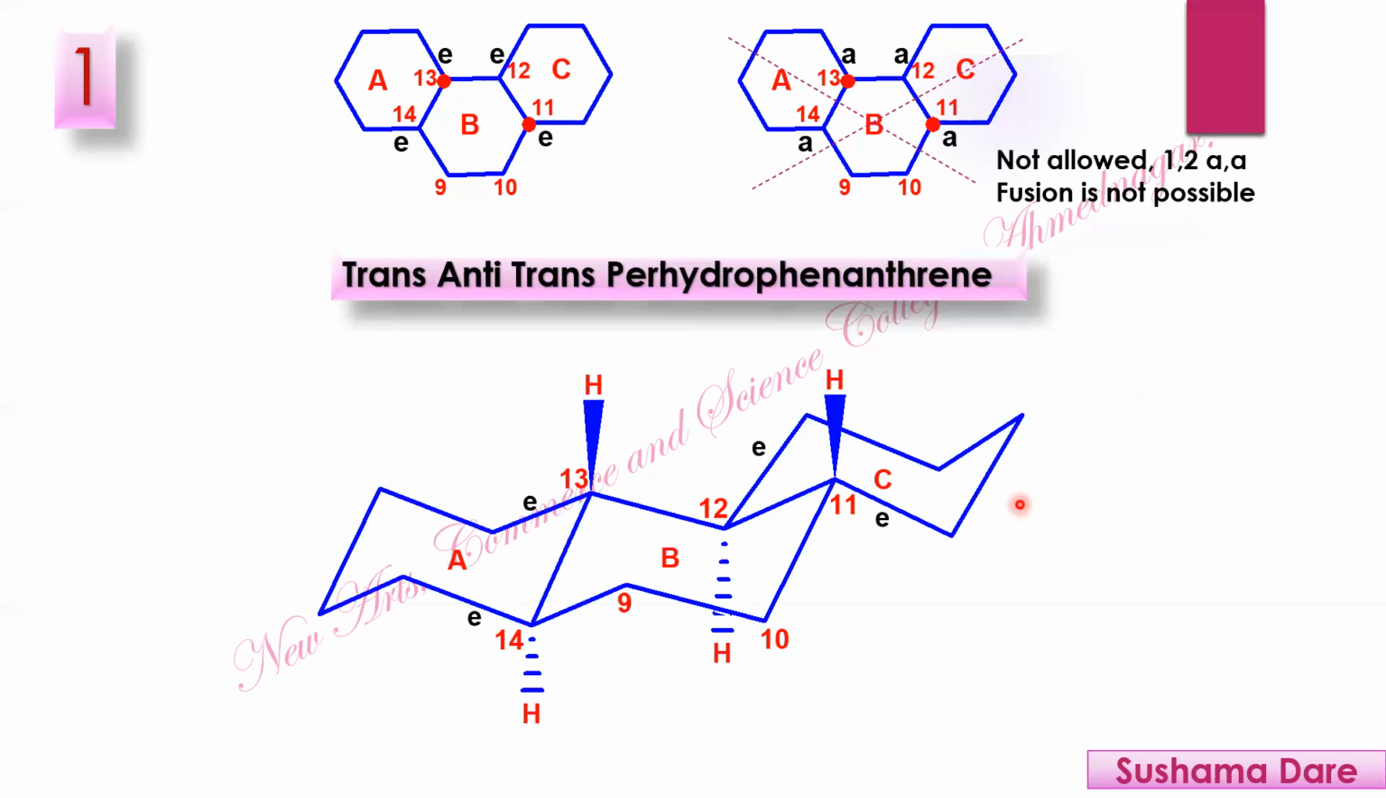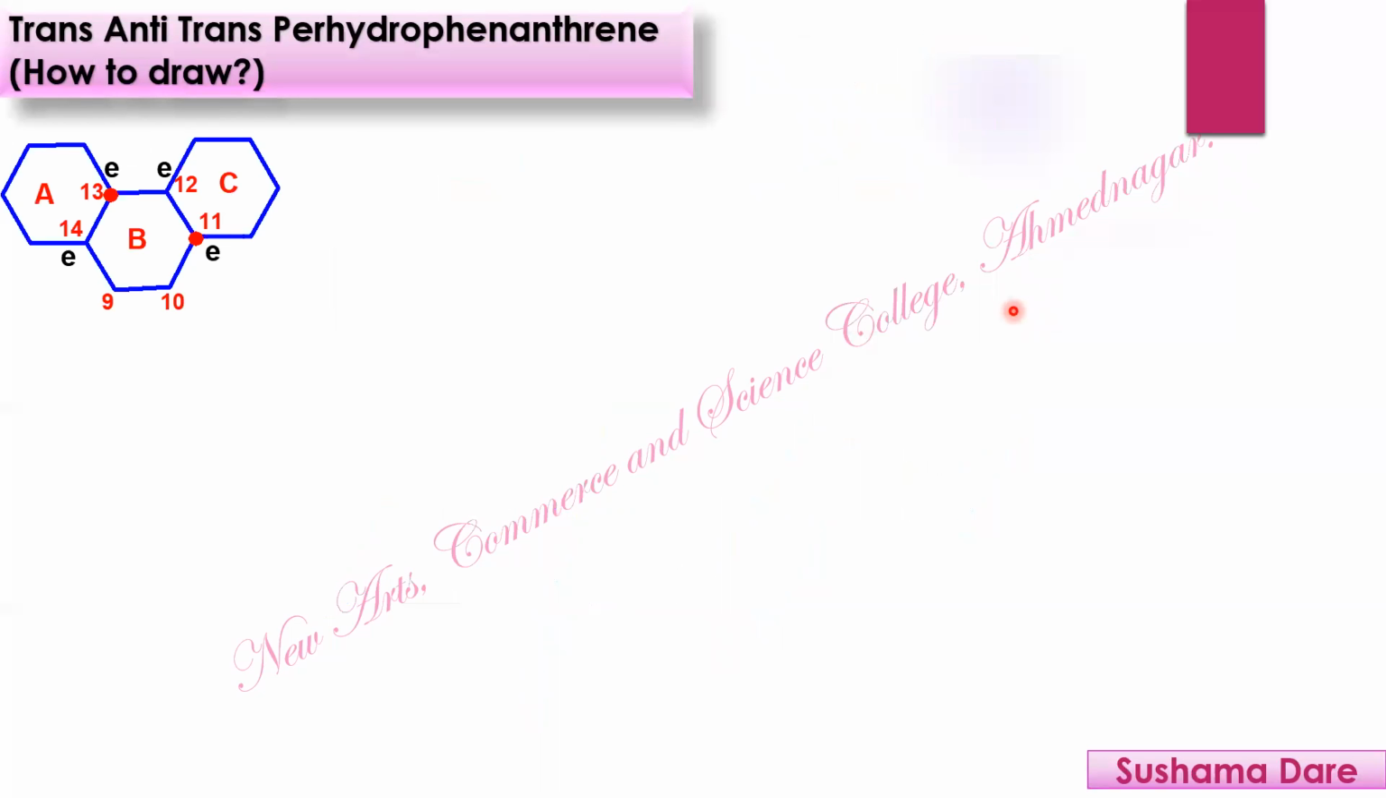Now this is the stereo structure of this ring. In the central ring B, number 14 is an equatorial bond, number 13 is an equatorial bond. At number 13 the hydrogen is up, and at number 14 the hydrogen is down. At number 12, the hydrogen is again going in a downward direction. At number 11, the hydrogen is going in an upward direction. So you can see this is the stereo structure of trans-anti-trans perhydrophenanthrene. Let us see how to draw the stereo structure.